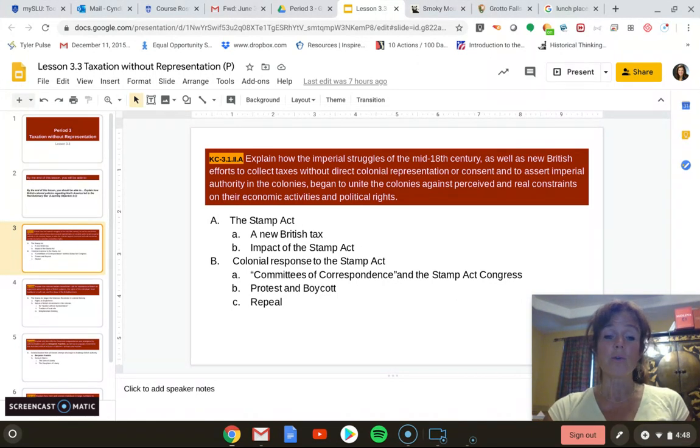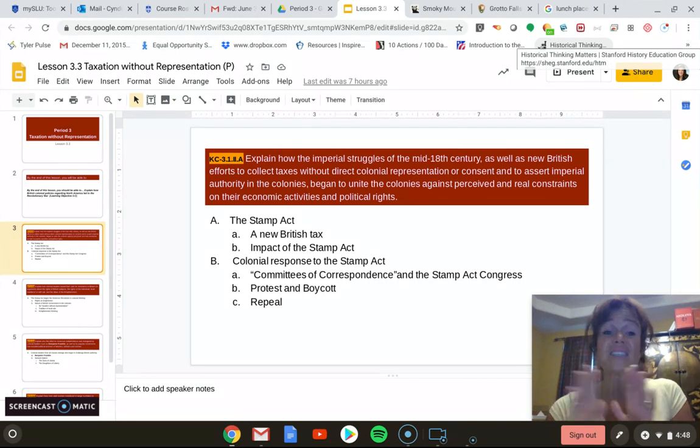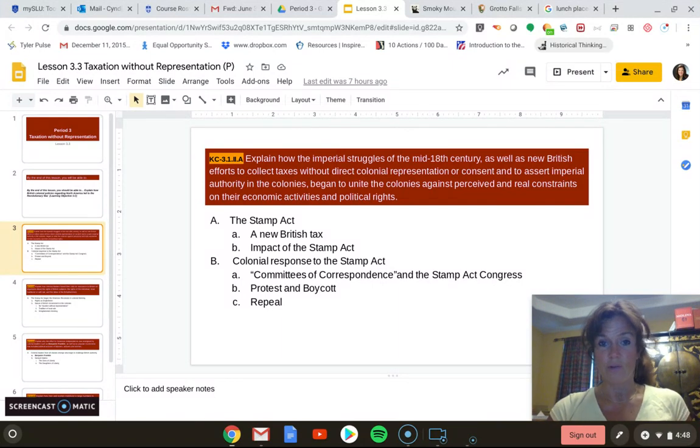Moving on, colonial response to the Stamp Act. Needless to say, they were not happy. Colonial governments formed committees of correspondence. This is exactly what it sounds like. They were committees, groups of people located throughout the 13 colonial regions to correspond, to communicate. They coordinated the opposition to this tax, and it actually leads to the very first assembly of colonial leaders, which is called the Stamp Act Congress.